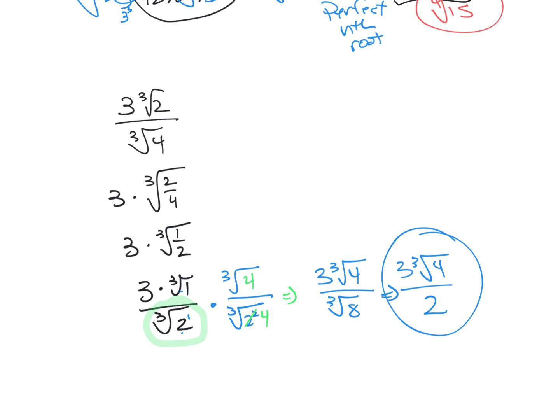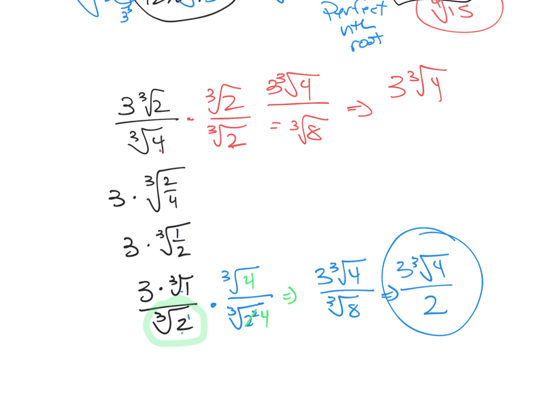So let's say, though, you didn't see that. That's fine. I need to still multiply this by a cube root of something to become a perfect cube. Well, my perfect cube, I know, is 8. So 4 times 2 would be 8. And so then this is 3 times the cube root of 4. So this is 3 cube root of 4 over 2.